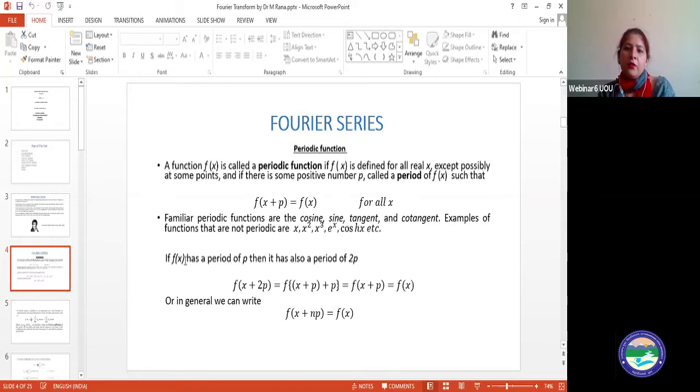So for a periodic function, if f(x plus p) equals f(x), so f(x) has a period of p, it also has a period of 2p. Means if we add p again in this function, it will also show a periodic function. So in general, we can say that f(x plus np) is equal to f(x). So this is about the periodic function.